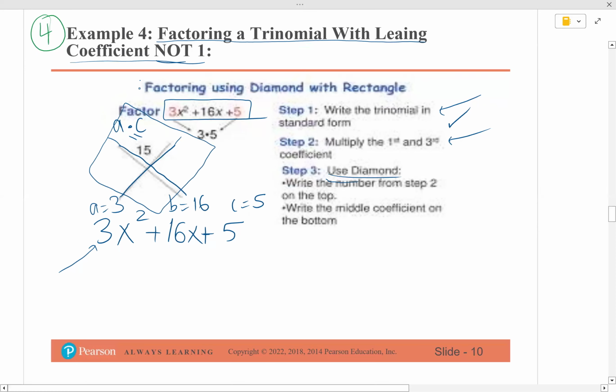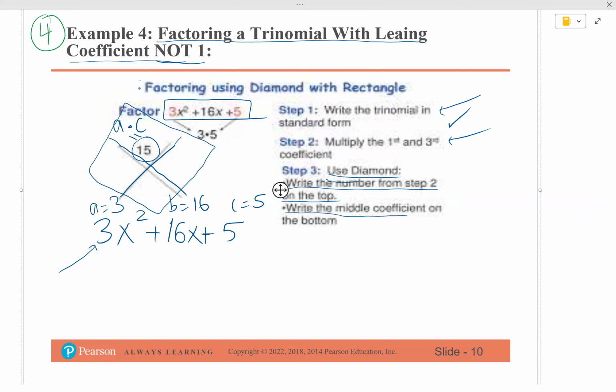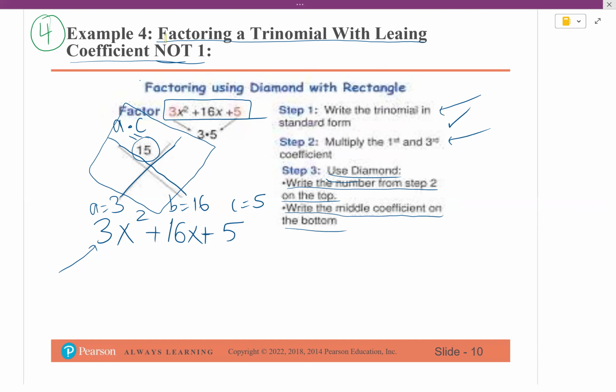Okay, I put A times C, or the first and the third coefficients. I multiply them together and put it here. I want to write the number from step 2 on the top. So that number I found, 3 times 5 is 15. I wrote that at the top of the diamond.